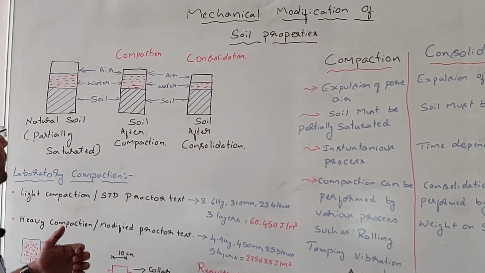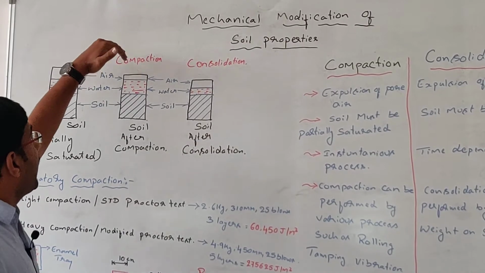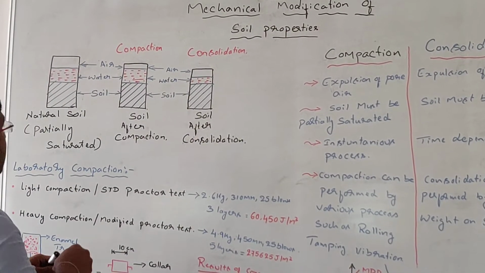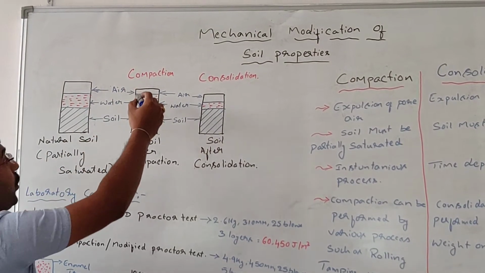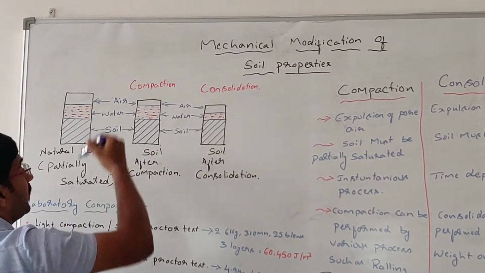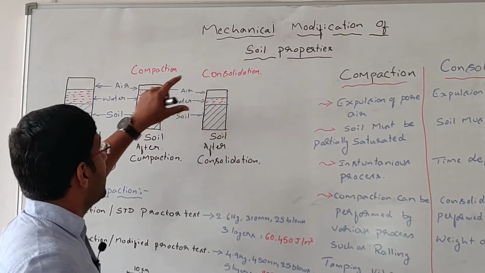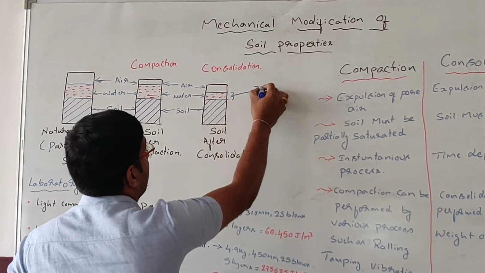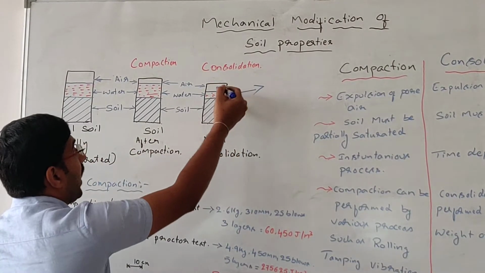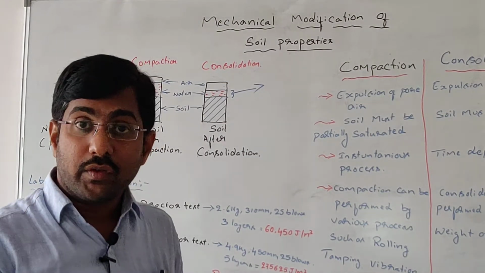During compaction, when you apply an external force, the soil air will be removed, and then the soil compaction takes place. Whereas in the case of consolidation, the water will be removed from the soil, while the air and the soil particles remain as they are, which increases the strength of the soil.